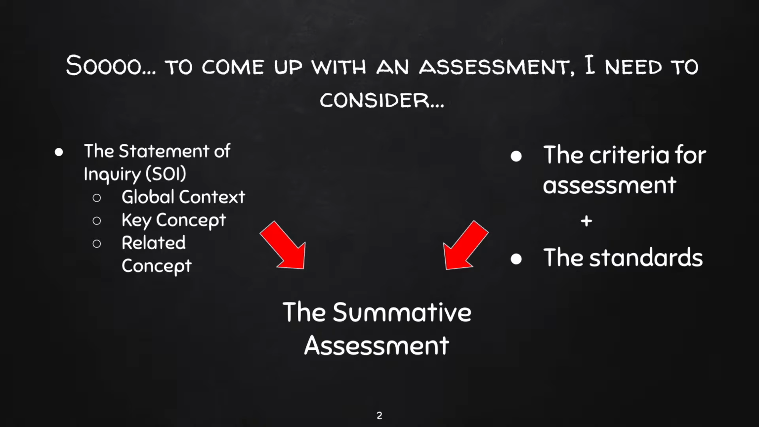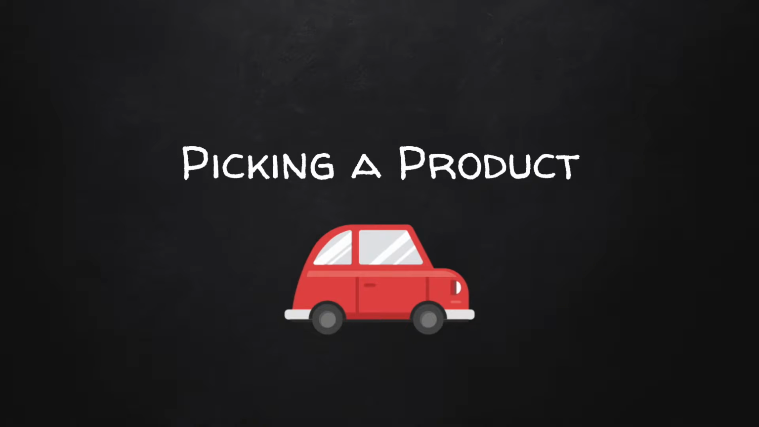This is where we left off last time. We talked about how you use the statement of inquiry and the criteria and standards in order to come up with a description of what you want to do for your summative assessment. But you also have to pick a product for your assessment. What are the students actually going to do? What are they going to hand to you or present to you at the end of the learning cycle in order to demonstrate their learning?